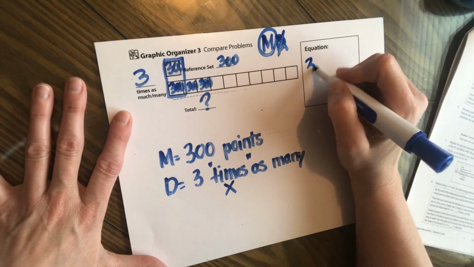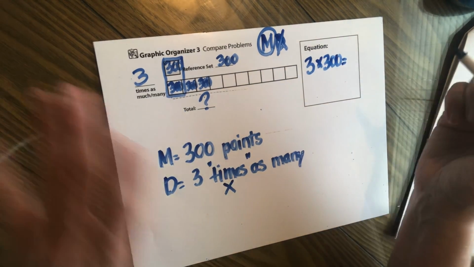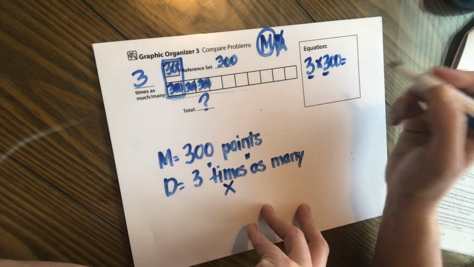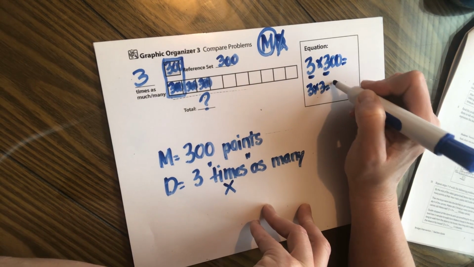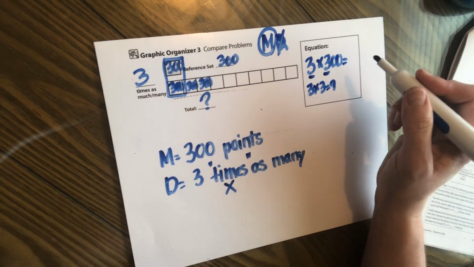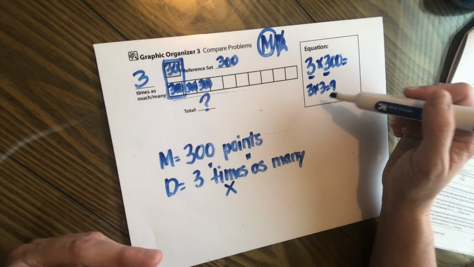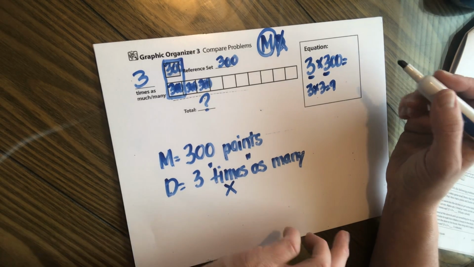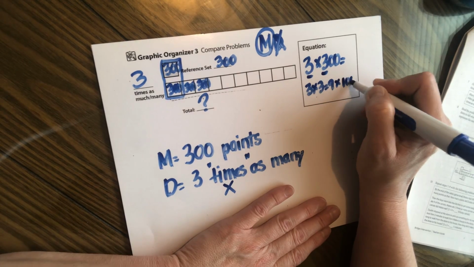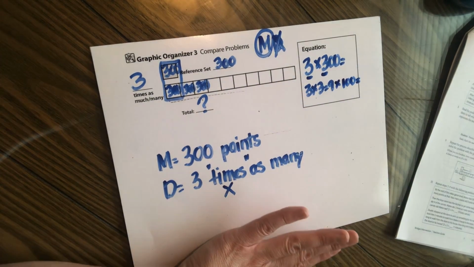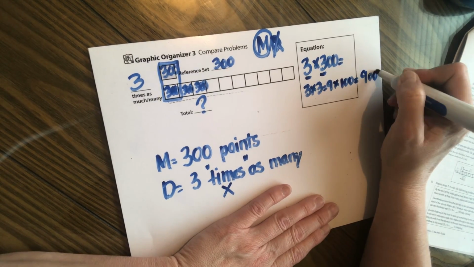So I've got 3 groups of 300. I'm going to take my simple fast fact, which is 3 times 3, which gives me 9. Now 300 is 100 times as many as 3. That means it would take 100 3s to equal 300, right? And so because 300 is 100 times as many, I'm going to take that 100 times as many with my 9. And that's going to give me 900.